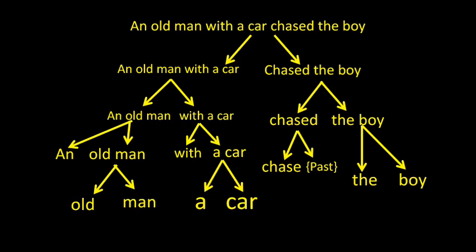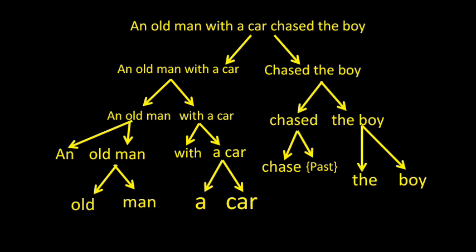Now an old man and with a car, these two sections can be divided further into another twos, like this: an, old man, a, car. So the whole division looks like this. You can see on the screen: an old man with a car seized the boy.